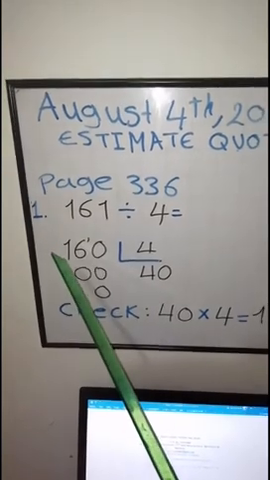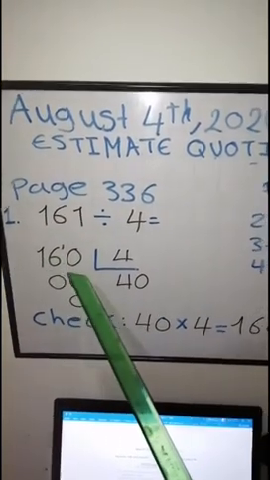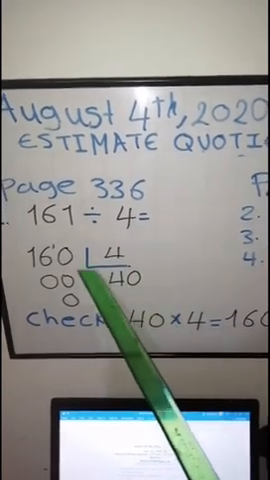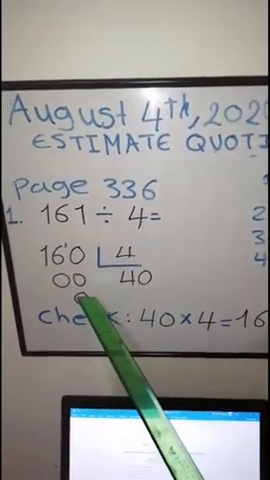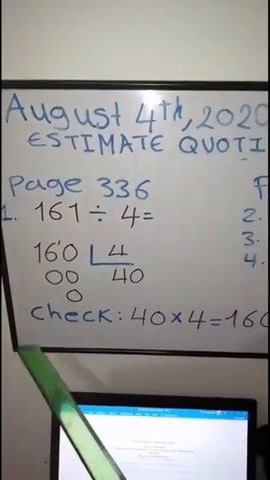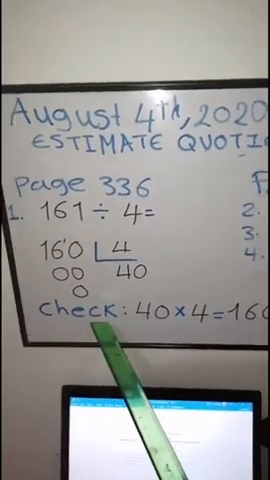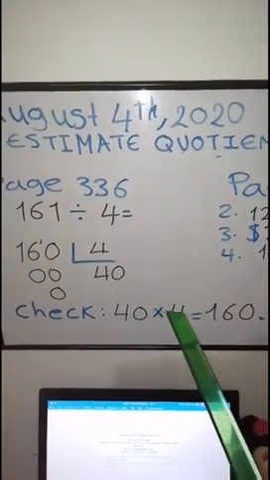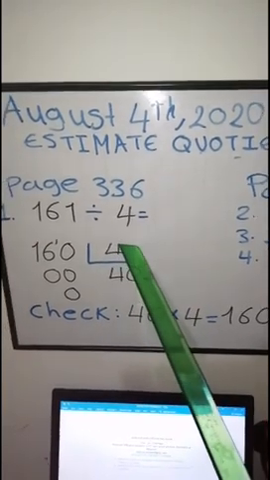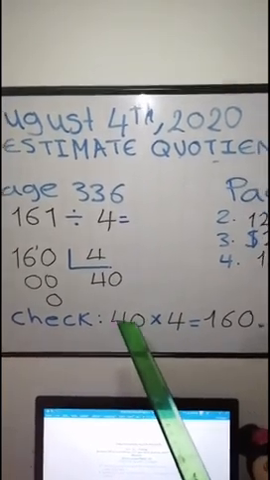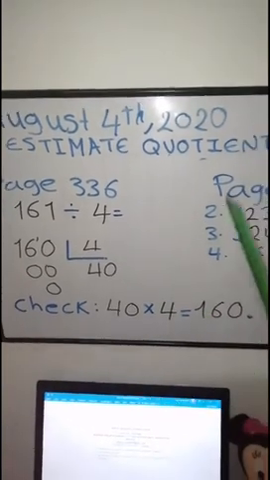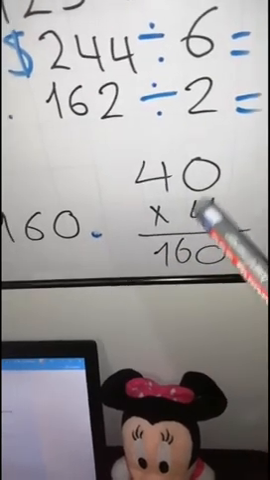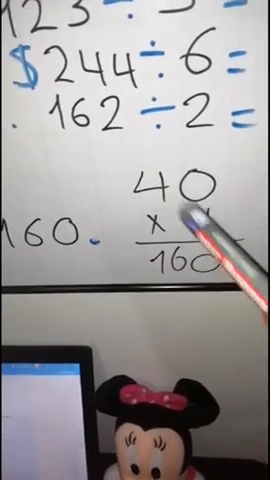So you are going to check the division. Remember, 160 is the dividend. Number 4 is the divisor. Number 40 is the quotient. And number 0 here is the remainder. So for checking the division, you are going to multiply 4 times 40. 4 times 40 equal 160. 4 times 0 equals 0. 4 times 4 equals 16.